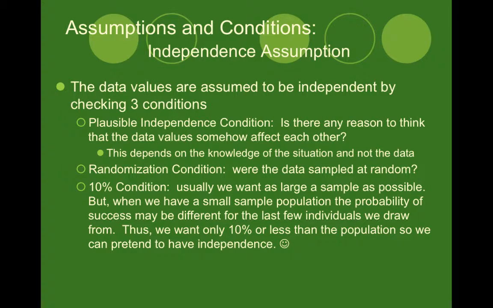So the first one is the independence assumption. So we have to make sure that our data is independent. The data values are assumed to be independent by checking three conditions. The plausible independence condition. Is there any reason to think that the data values somehow affect each other? This typically depends on the knowledge of the situation and not the data itself. Does it seem reasonable that they would be independent? For example, flipping a coin. It seems reasonable that if you flip a coin once, that outcome is not going to affect what happens if you flip it a second time.